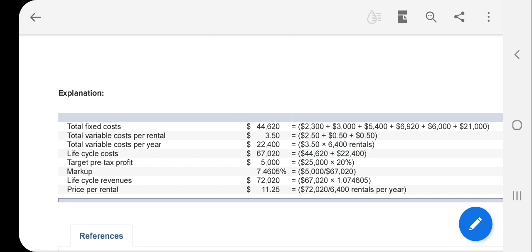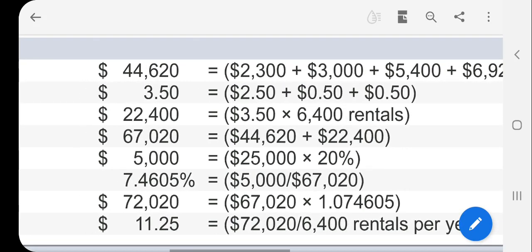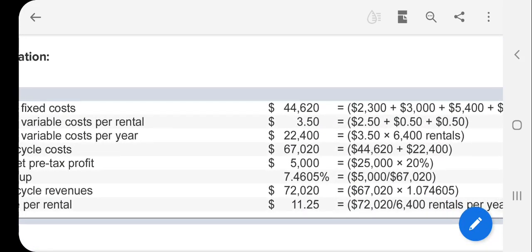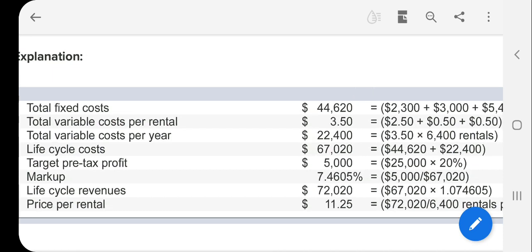After you have calculated the total fixed cost and total variable cost, then you can calculate the total or life cycle cost for this business for 1 year. So the life cycle cost is total fixed cost plus total variable cost. The total fixed cost is 44,620 and the total variable cost is 22,400. So the total cost or the life cycle cost for 1 year is $67,020. Okay, that is one thing.